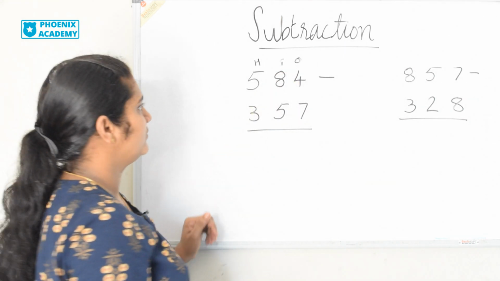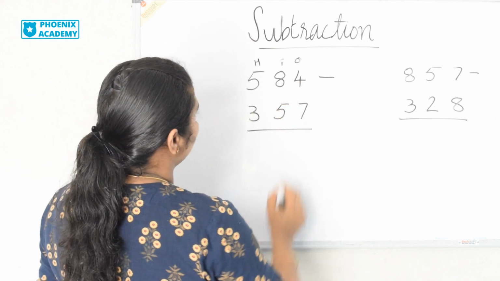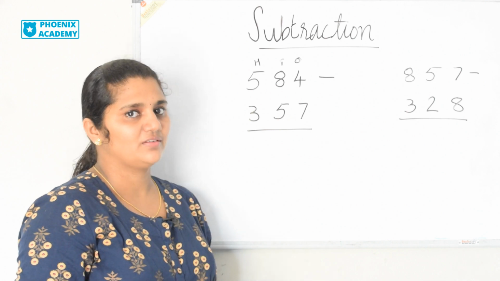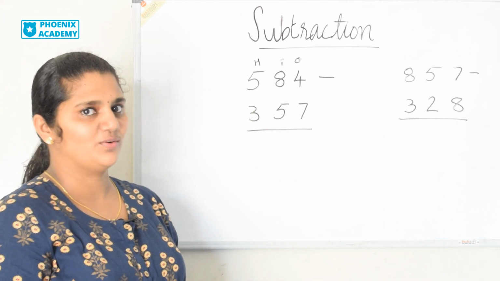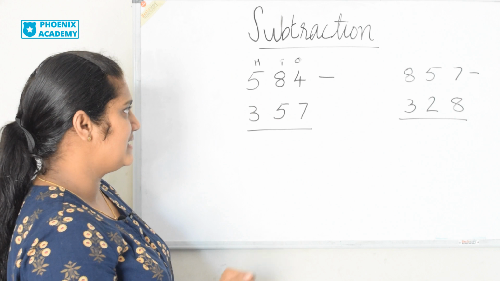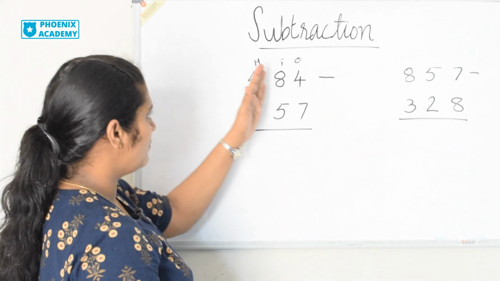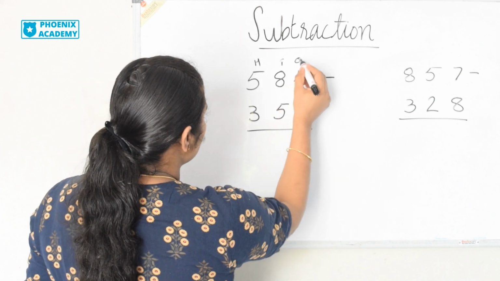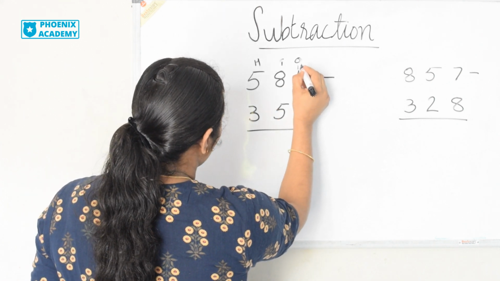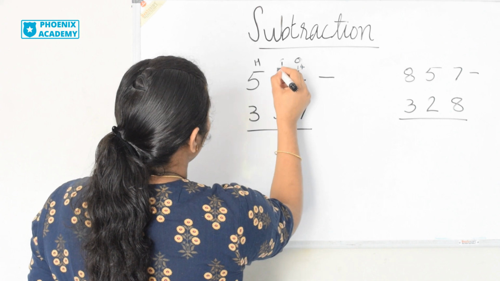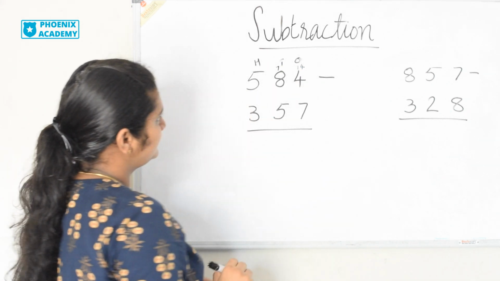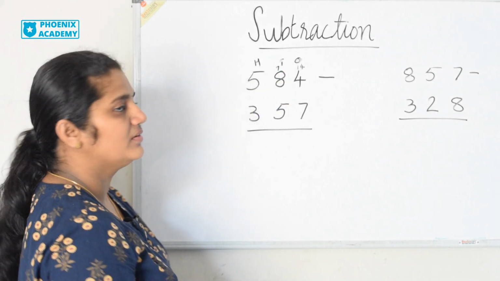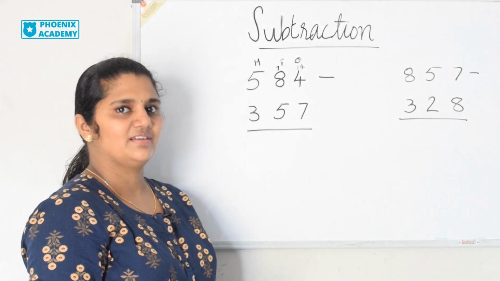Let's subtract now. Let's start from ones. 4 minus 7. Can you subtract 7 from 4? No, right? Because 7 is a bigger number. So we'll borrow 1 from tens. So this 4 becomes 14. 8 becomes 7. Let's subtract now. 14 minus 7, 7.